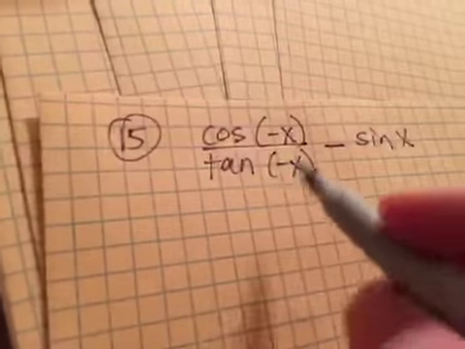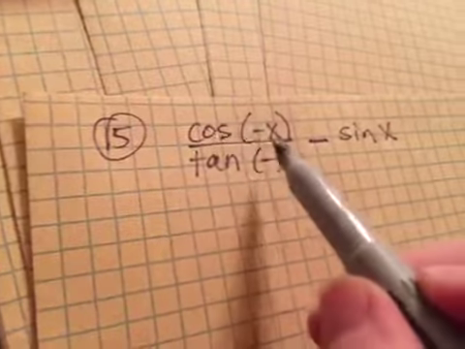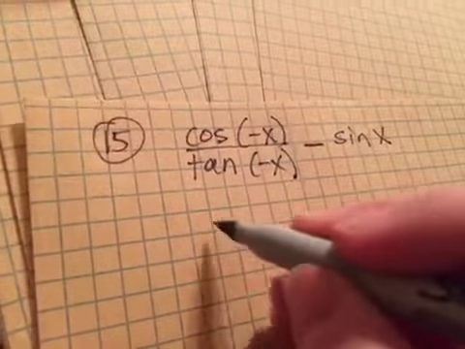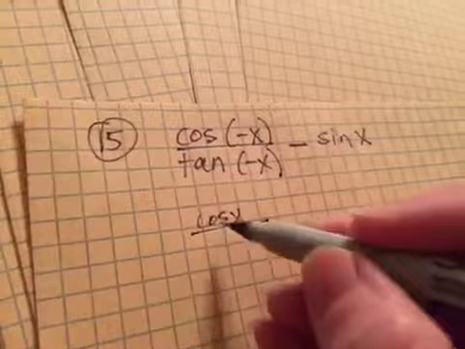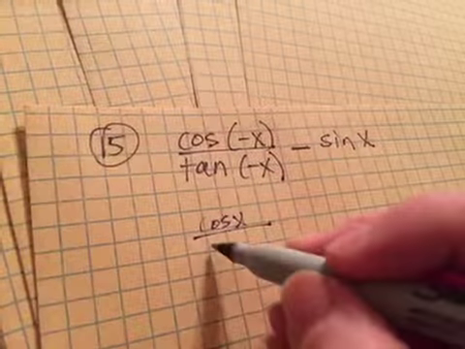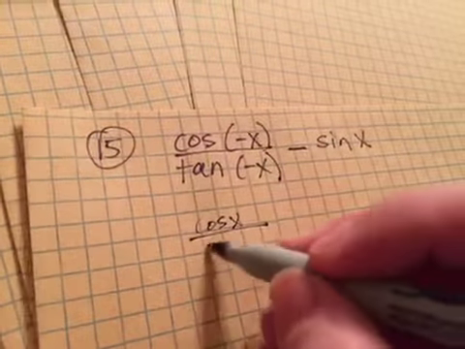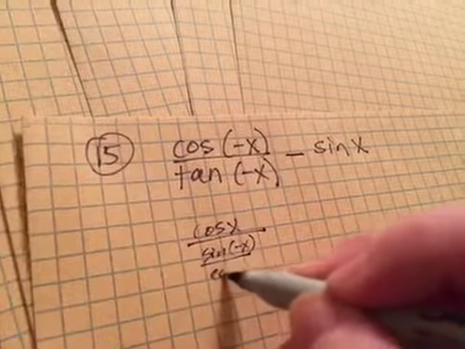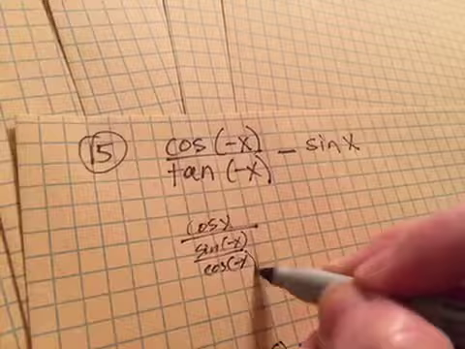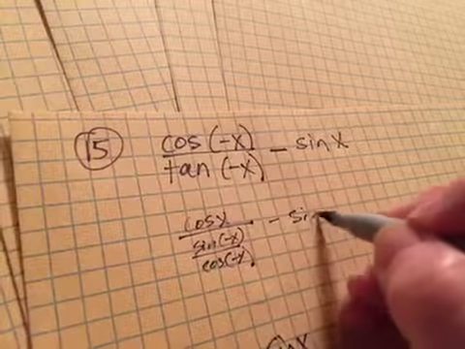Okay, so now going back to number 15, once you understand even versus odd and the idea of changing this into sine versus cosine, the cosine of negative x, because cosine is even, that's the same thing as cosine of x, so you can just rewrite it as cosine of x. Okay, the tangent of negative x is equal to the sine of negative x over the cosine of negative x, minus the sine of x. I'm just going to rewrite that.